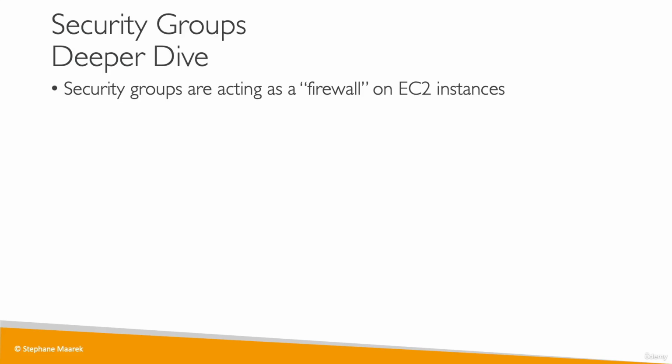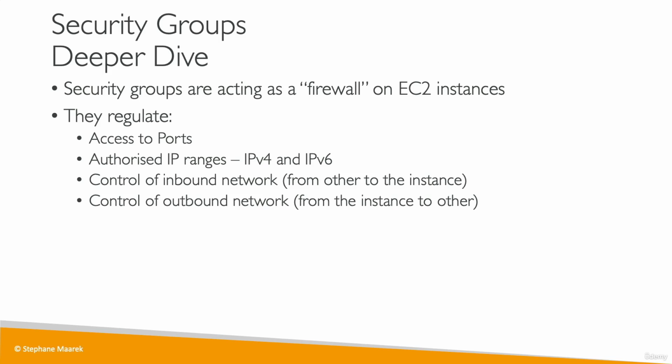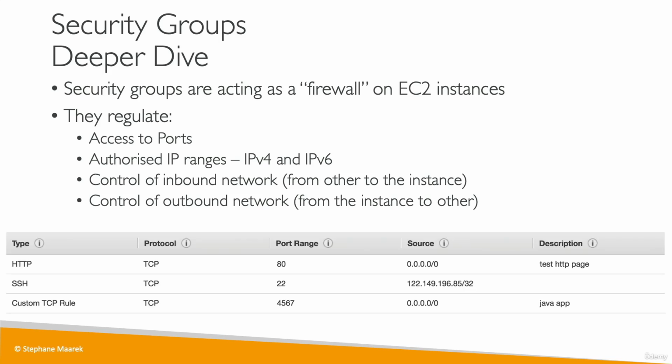Now, let's do a deeper dive. Security groups are a firewall on our EC2 instances, and they're going to regulate access to ports. They're going to set the authorized IP ranges, be it IPv4 or IPv6, the two kinds of IP on the internet. This is going to control the inbound network, from the outside to the instance, and the outbound network, from the instance to the outside. When we look at security group rules, they will look just like this. They have the type, the protocol, so TCP, the port allowing it, so where the traffic can go through on the instance, and the source, which represents an IP address range. 0.0.0.0/0 means everything, and this here means just one IP.